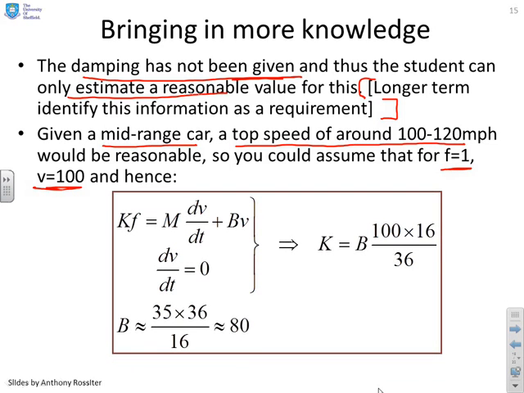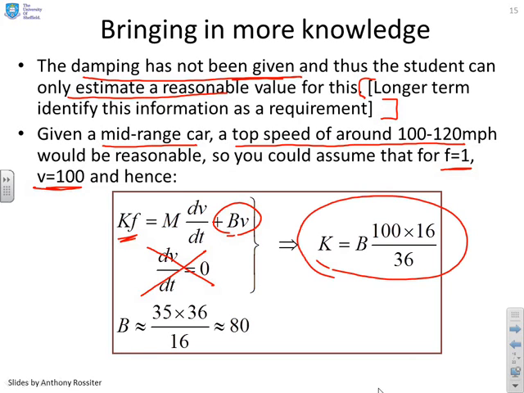If you're at top speed, you get that the acceleration is 0. All the engine force is being used to drive friction. And therefore, you end up with this equation that all your engine force, which is K, equals BV. Now, if I turn V into meters per second, you will get an equality like this, that K equals B times 100 times 16 over 36. Oops, sorry, and that will give you B.